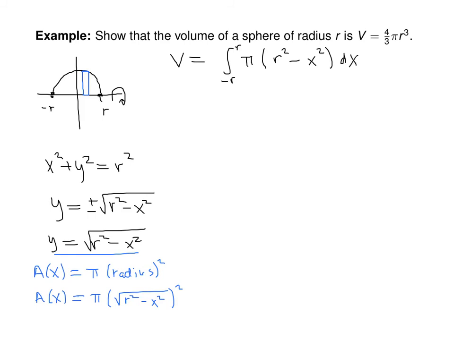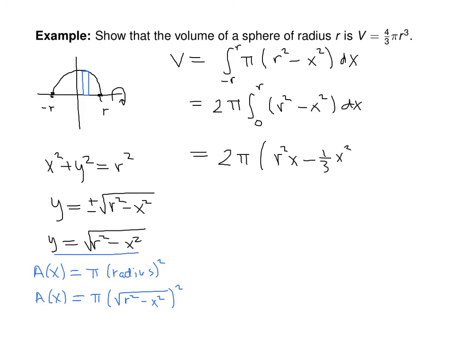That root got canceled. Now take out a pi, and also because of symmetry, I will find twice the integral from 0 to r. So 2 pi integral 0 to r of little r squared minus x squared dx. Now the tricky thing to observe here is that little r squared is just a constant, it's a number. So antidifferentiating little r squared is like antidifferentiating 9. The antiderivative of 9 is 9x. The antiderivative of r squared is r squared x. And x squared's antiderivative is 1/3 x cubed, evaluated from 0 to r.